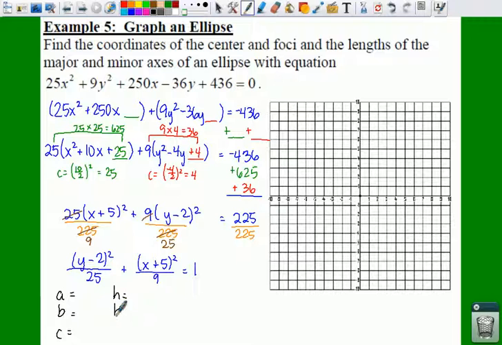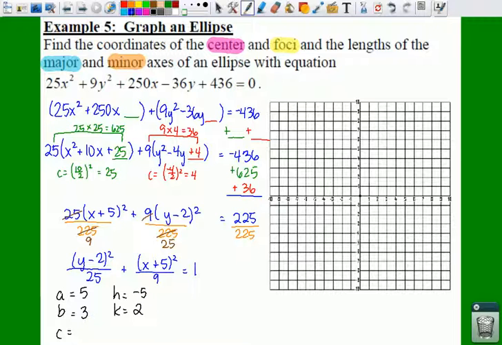So we need to find our a, b, c, h, and k. h and k, because that's going to help us find out what our center is. Okay, we need to find your center. You need to find your foci. You need to find the length of your major axis, and you need to find the length of your minor axis. So a is just 5. Take the square root of 25. b is the square root of 9, which is 3. c we don't know yet. h is not paired with your y, it's paired with your x, and this is going to be a negative 5. And k is paired with your y, which is going to be a 2.